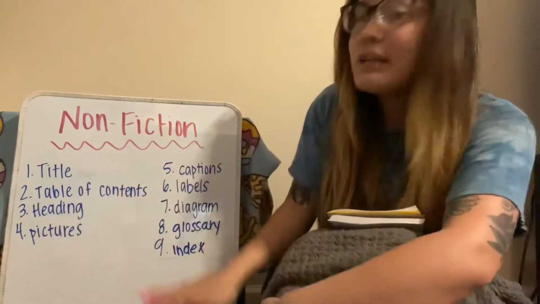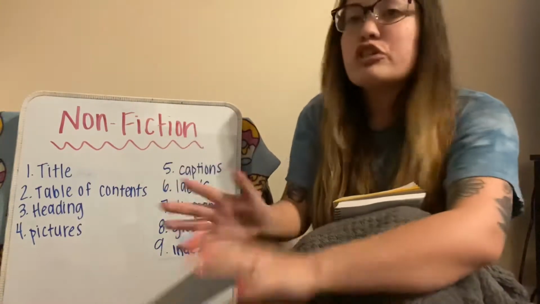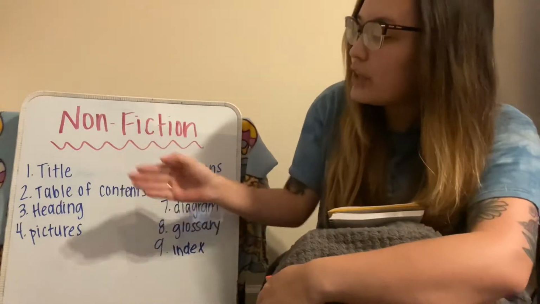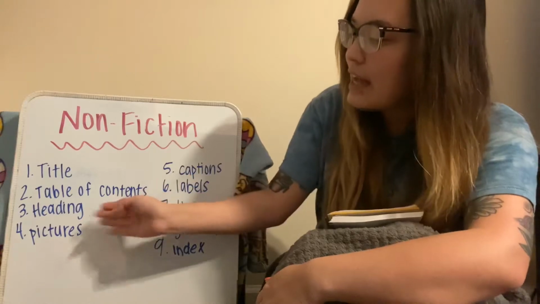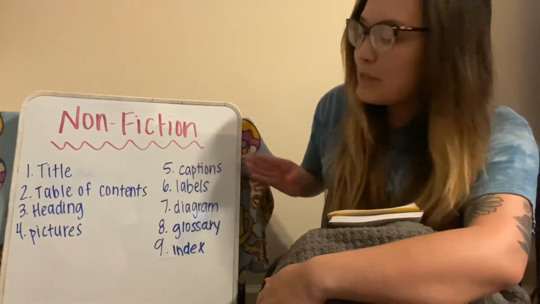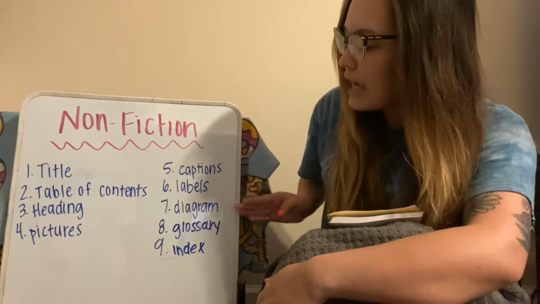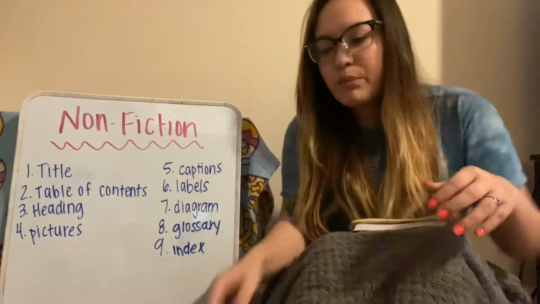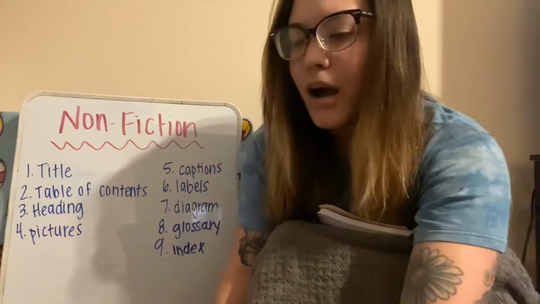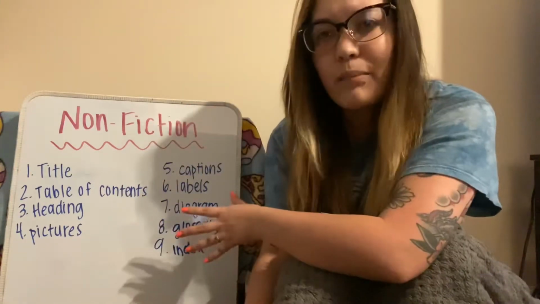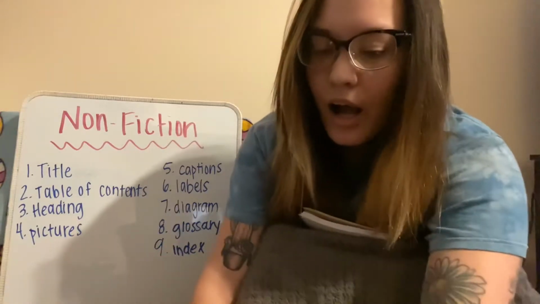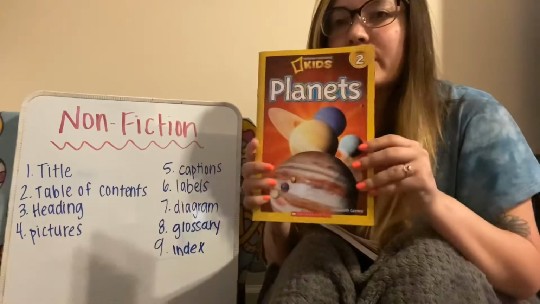And we have some elements here today that we're going to review, and I'll show you what they look like in some examples. So we're going to talk about the title, the table of contents, headings, pictures, captions, labels, diagrams, glossary, and the index. I have two different books here that we're going to talk about today because not every single one of these elements is going to be found in every single nonfiction book, and that's okay.